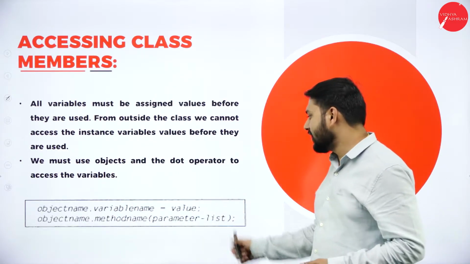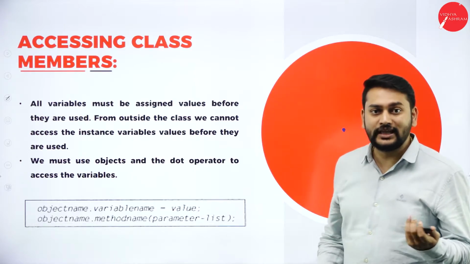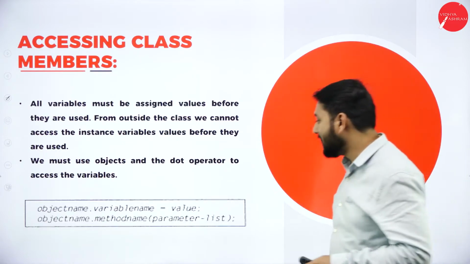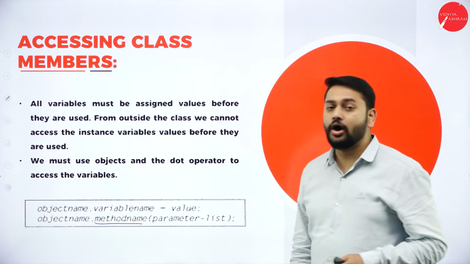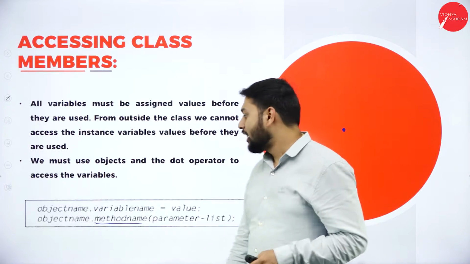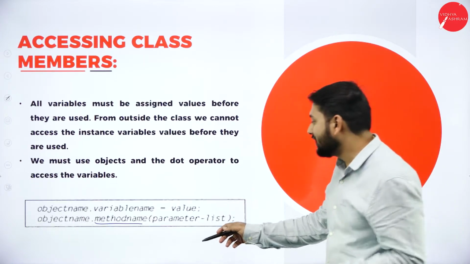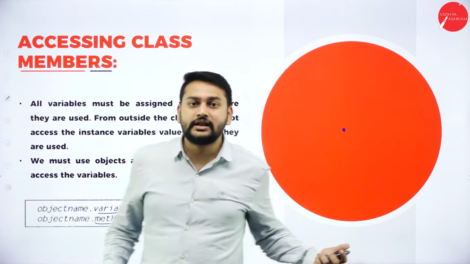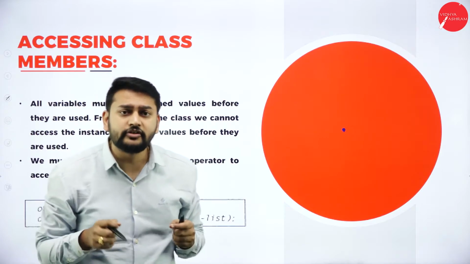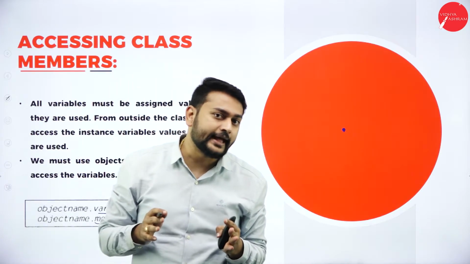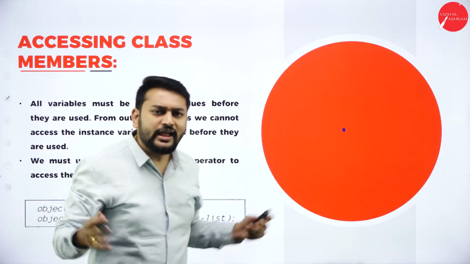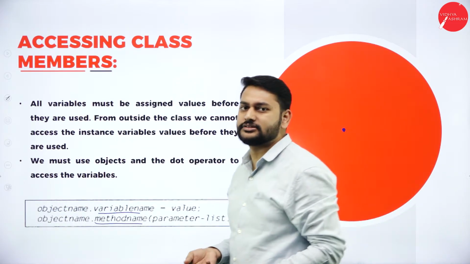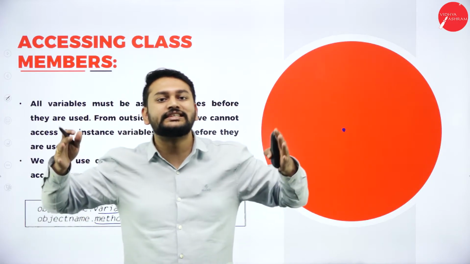So fine, I have some examples here. If you want to access any methods, you have to use object name dot method name. Please observe here: object name dot method name. And I have one more thing: object name dot variable name is equal to value. How do I understand this? Say for example, I have a class called student. I have 60 students. For 60 students, can I create 60 classes? No. So for that, I'm creating 60 objects.